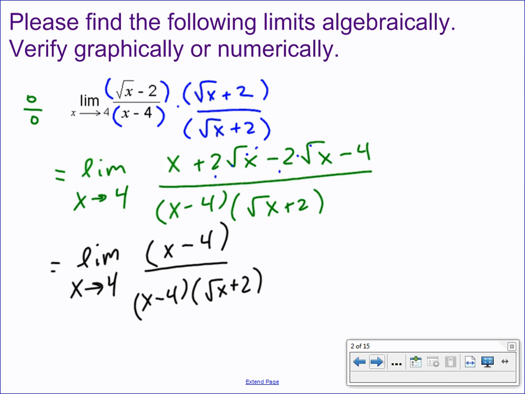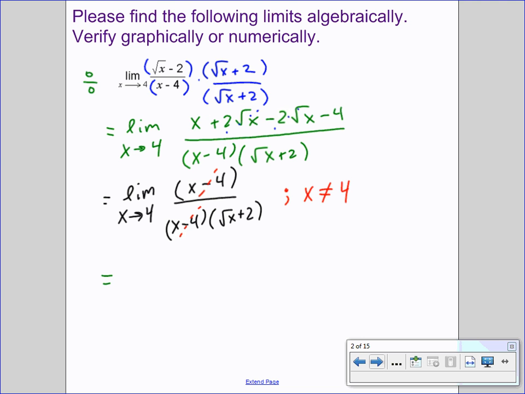Now because we've created a common factor on top and on bottom, and because we're evaluating a limit, because we have rewritten that expression, the limit as x approaches 4, we don't care what the value of the expression is when x equals 4. In fact, x doesn't equal 4, and that allows us to play the cancel game.